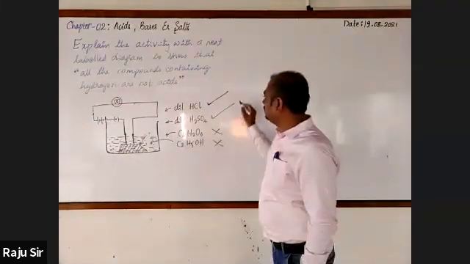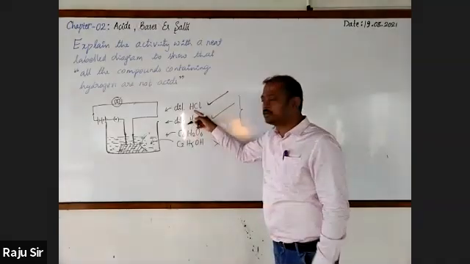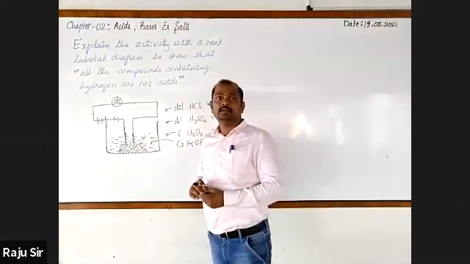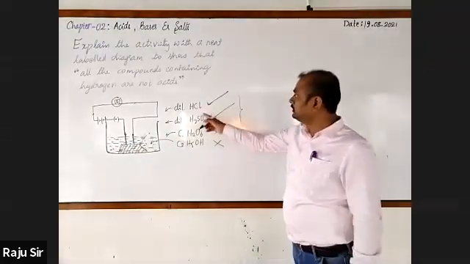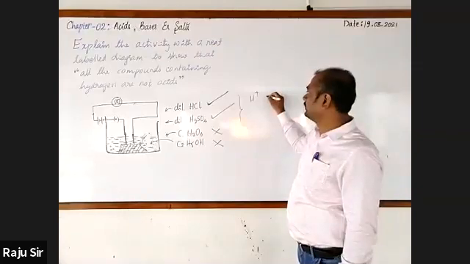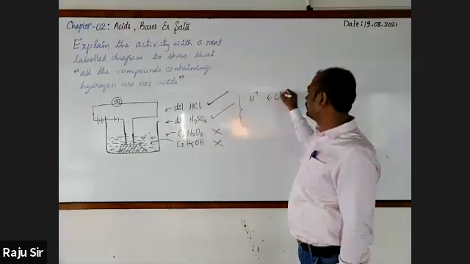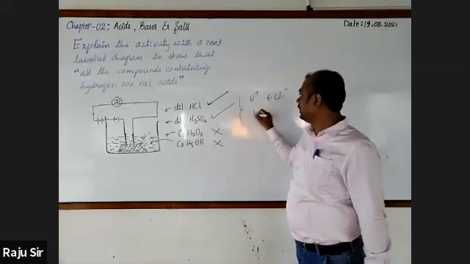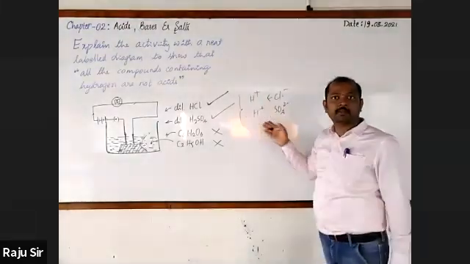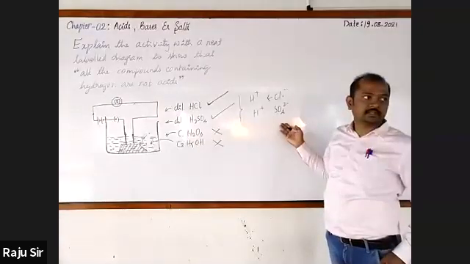Could you tell why these two compounds allowed electric current to pass through them? The reason is they produce the ions called hydrogen and chloride, and here hydrogen and sulfate, which are responsible for conducting the electricity.